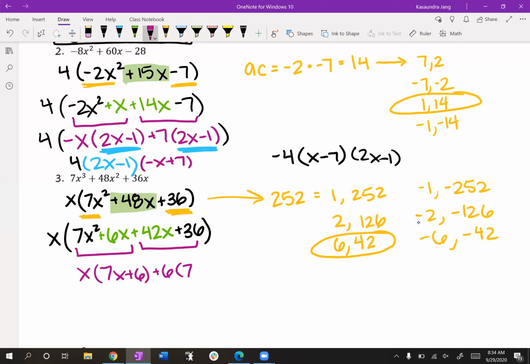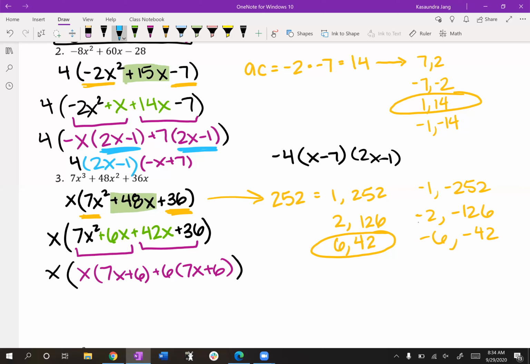Yeah, so 6 times 7 is your 42. So 7x and then, yeah, plus 6. 6 times 6 is 36. There we go, which is kind of what we wanted. We wanted them to have the same leftovers, the 7x plus 6. Good, good. And then I have still that other GCF of x up front there.